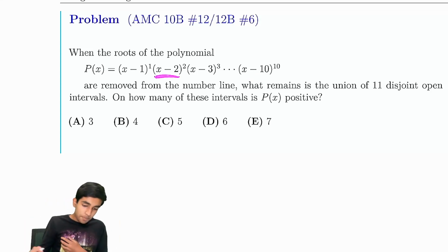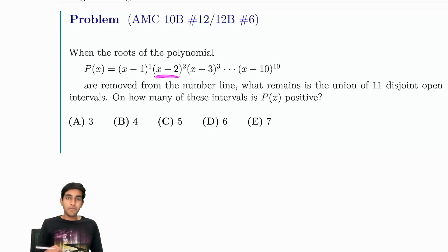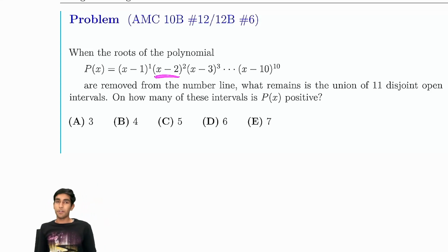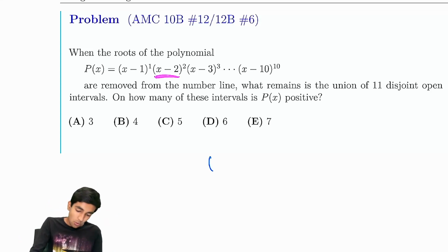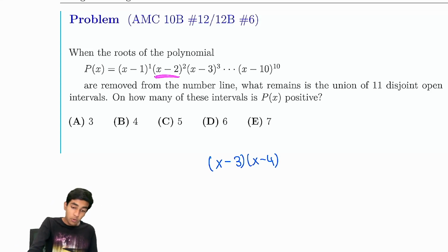So the thing is, you've probably done this kind of standard inequality stuff in Algebra 1 or 2, wherever it is, where you have (x minus 3) and then (x minus 4). If x is below 3, then both of these are negative. If x is between 3 and 4, then this is positive, but this is negative. And if x is above 4, then they're both positive.